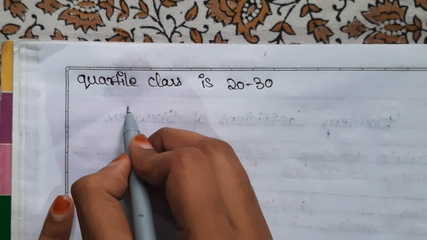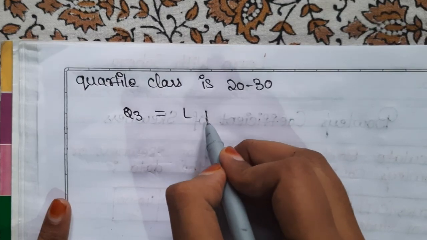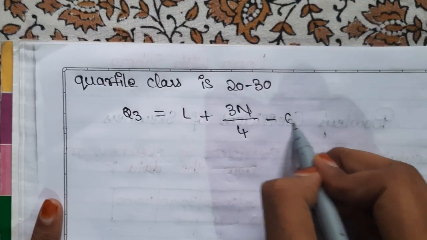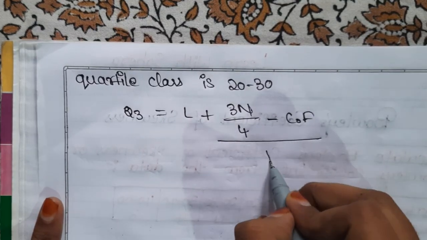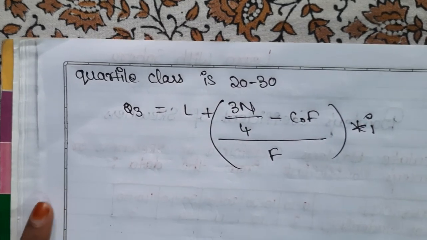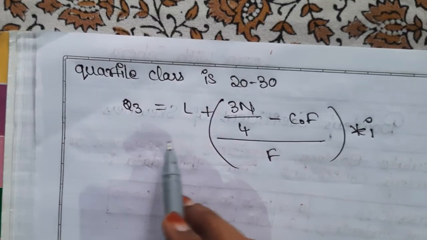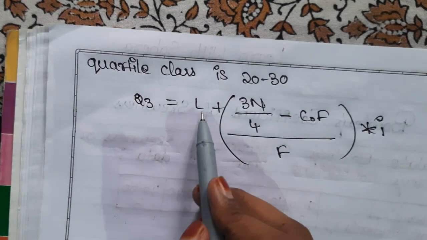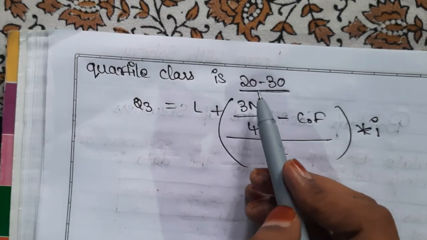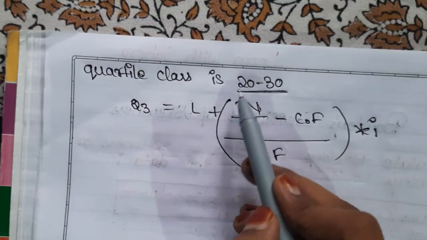Now let us see the formula of Q3. What is the formula of Q3? L plus 3n by 4 minus cumulative frequency by f, multiplied by i. So this is the formula. After finding the quartile class, we should take this formula. L is nothing but the lower class limit. In both of these class intervals, which is the smallest number, 30 or 20? 20 is the smallest number. So L will be 20.